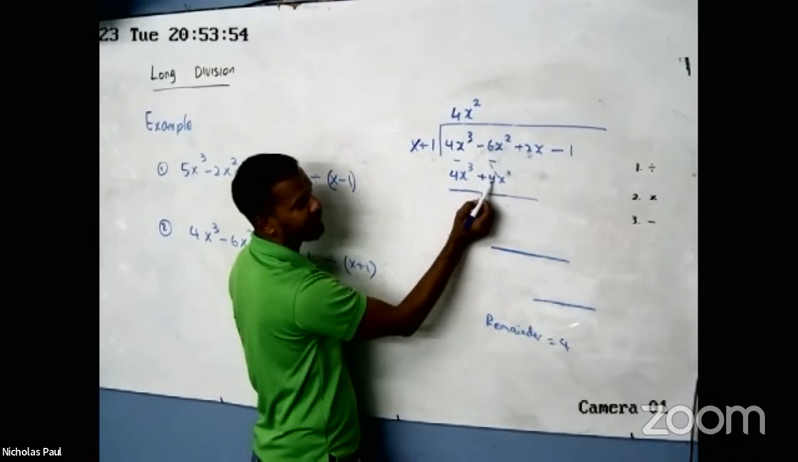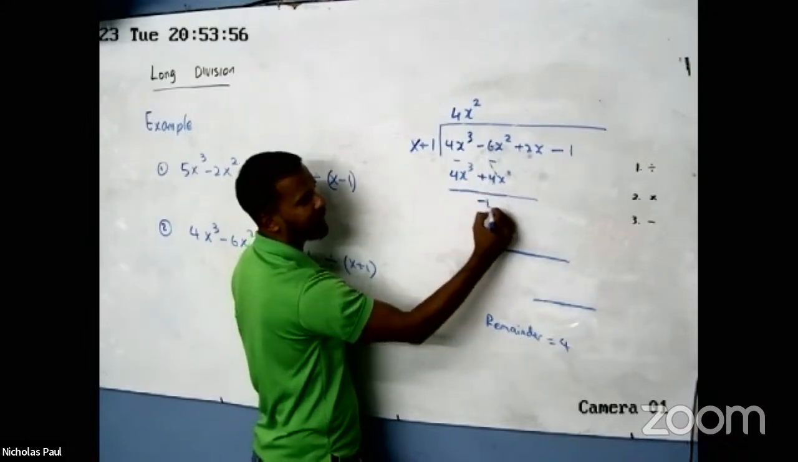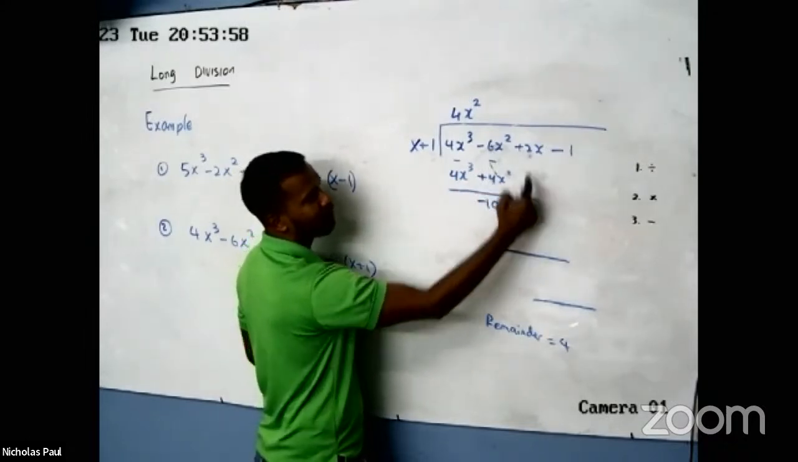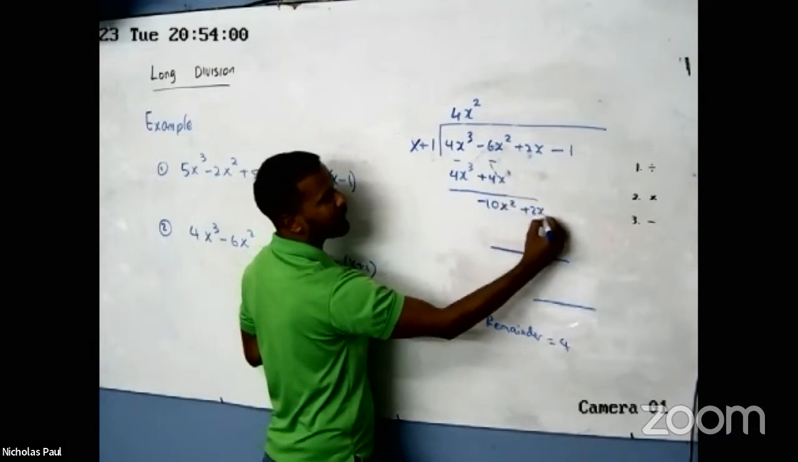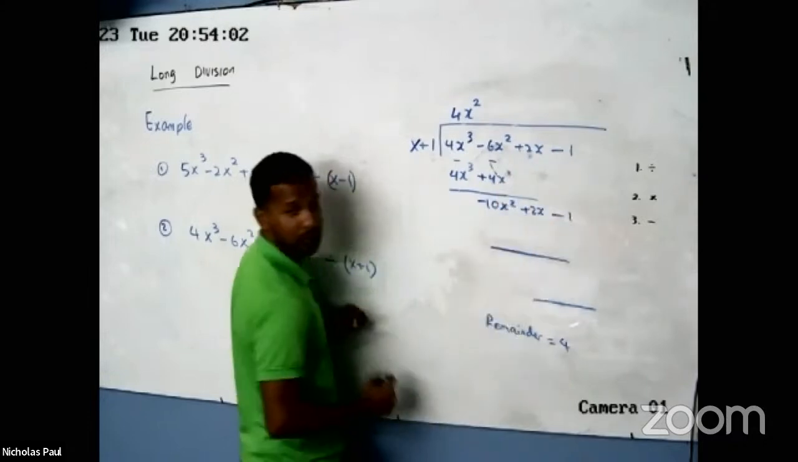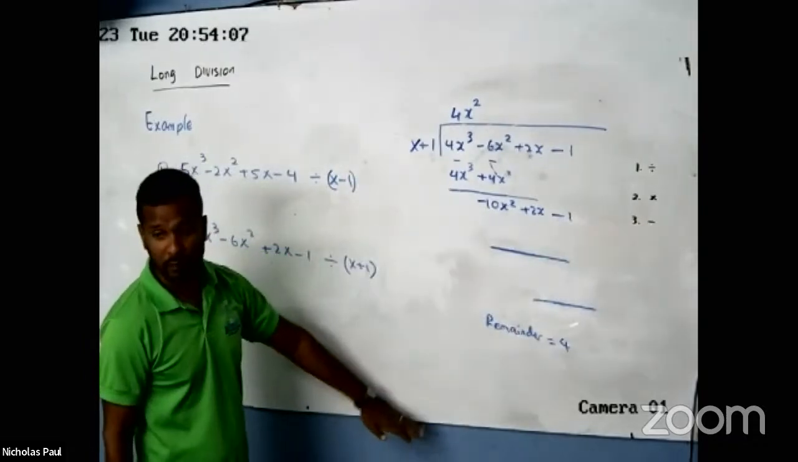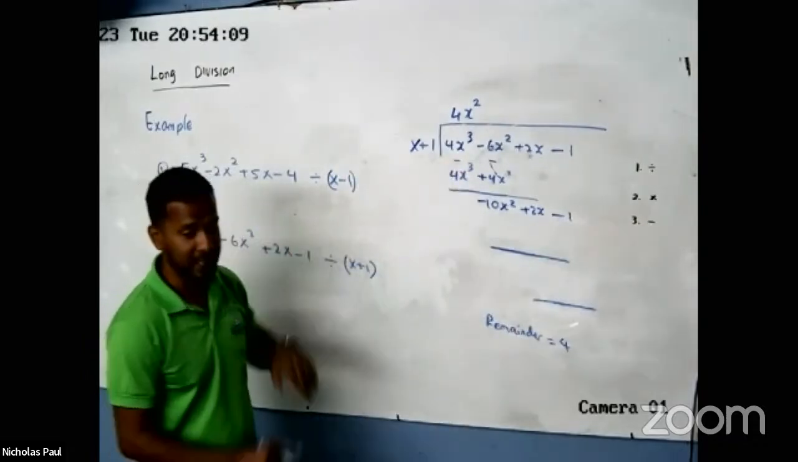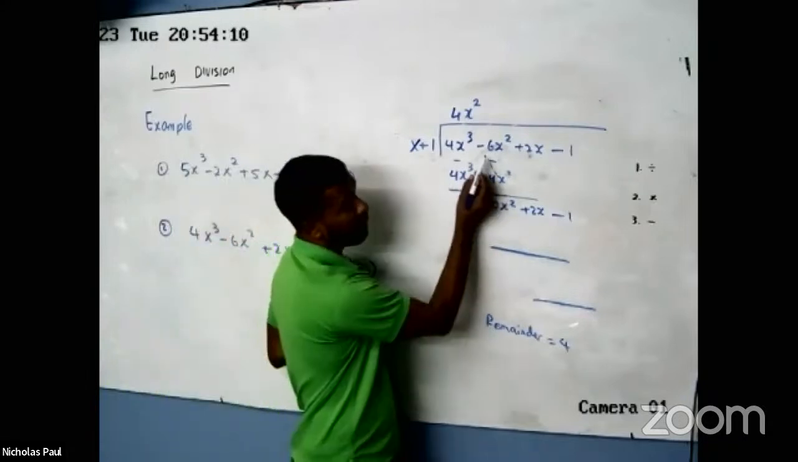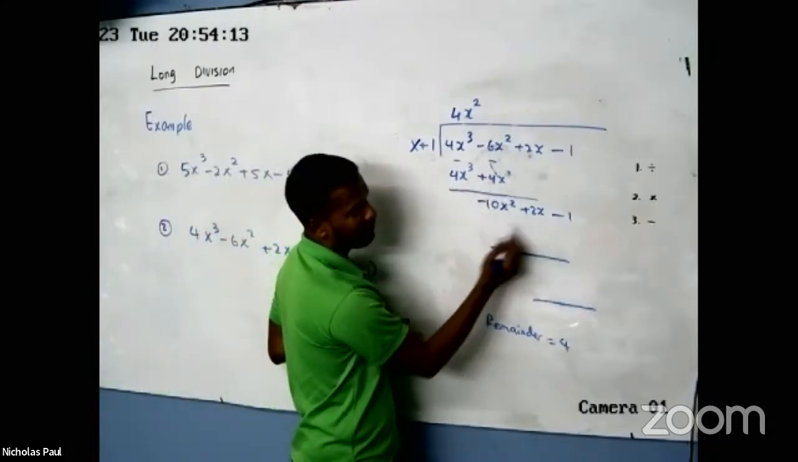-6 minus positive 4 is minus 10x squared. Then bring down the 2x, then bring down the minus. If you make a mistake here, everything else will be wrong, right? So you've got to make sure you subtract correctly there, right? -6 minus positive 4 gives you that.